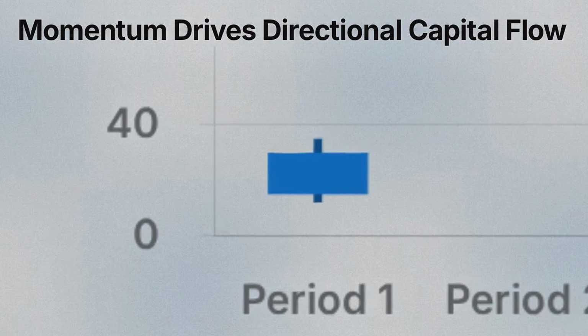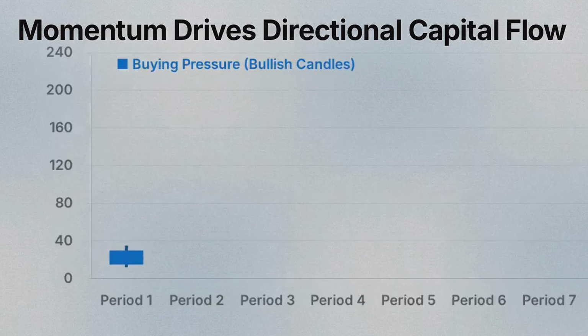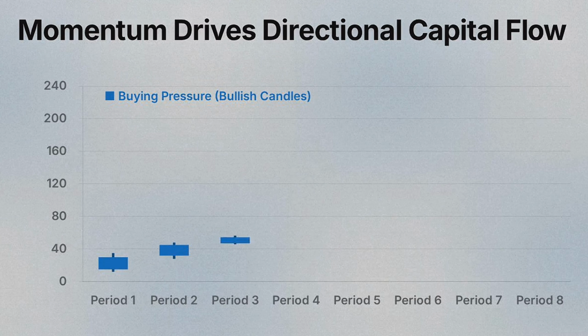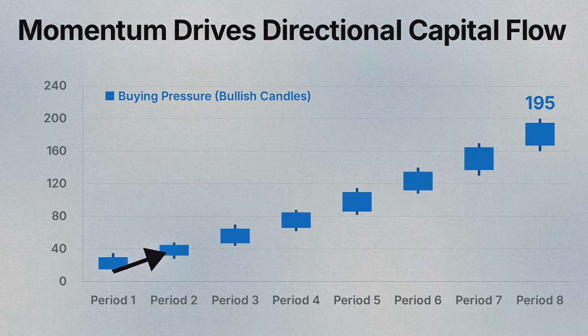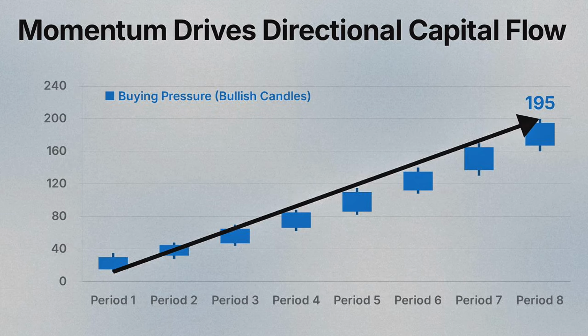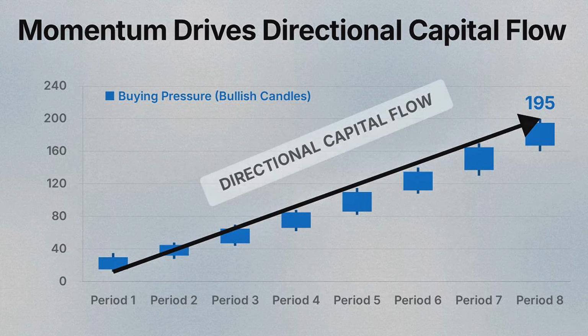When we shift our perspective outward, we can see how these individual victories chain together over time. If buyers continuously defeat sellers period after period, the resulting velocity creates market momentum. You are watching capital rapidly pour into a specific direction.